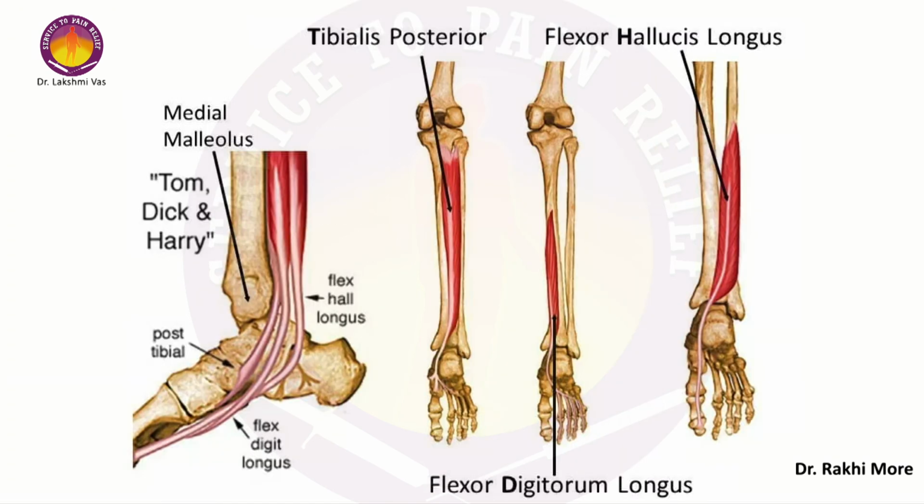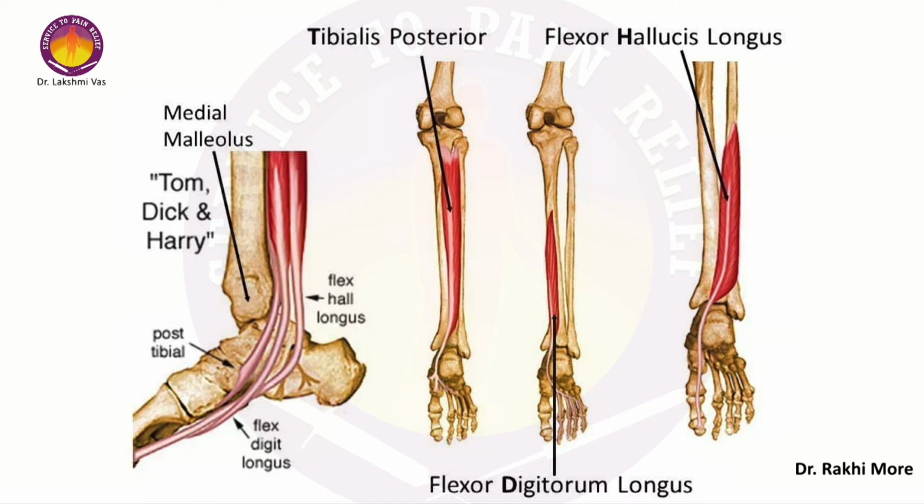So here we see the tibialis posterior taking origin from the posterior surfaces of both the tibia and the fibula. Then the flexor digitorum longus, which takes origin from the tibia, and the flexor hallucis longus, which takes origin from the fibula. Now ideally we would think that the digitorum longus would take origin from the fibula and go to the digits on the lateral aspect, and the hallucis will take origin from the tibia and go to the great toe on the medial aspect. But it is reverse over here.